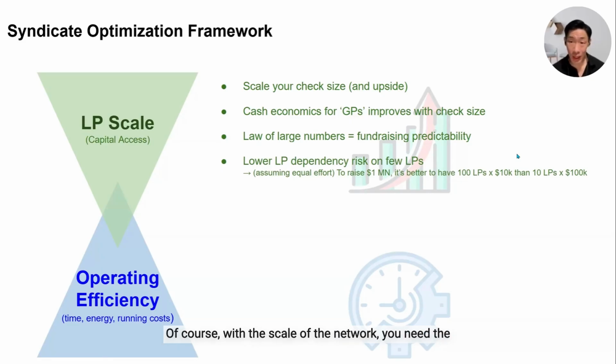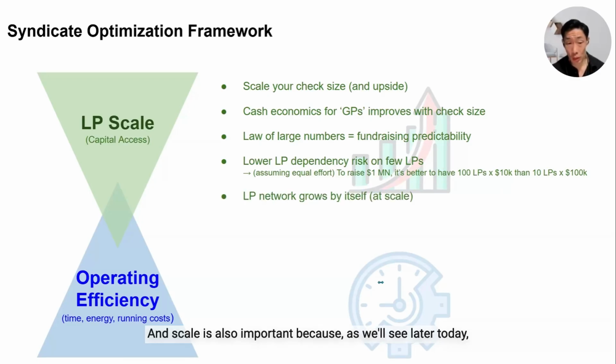Of course, with the scale of the network, you need the right infrastructure and tooling and automation and skills to manage this scale so that you're not drowning in it. But assuming you can cope with the scale, then I would say having a more diversified investor base is better. And scale is also important because, as we'll see later today, having a large investor network has a self-reinforcing referral loop. So your investor network grows on its own, but again, you need sufficient base for this to be possible.